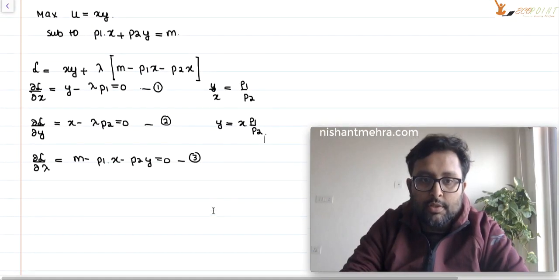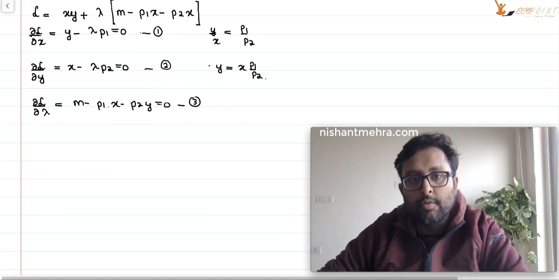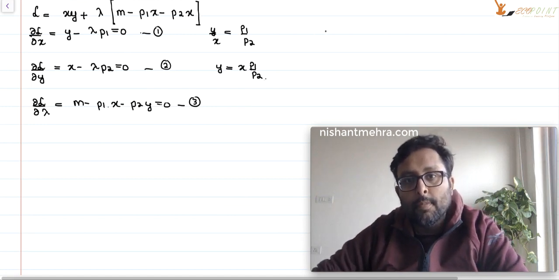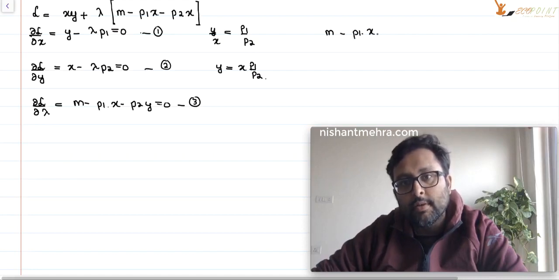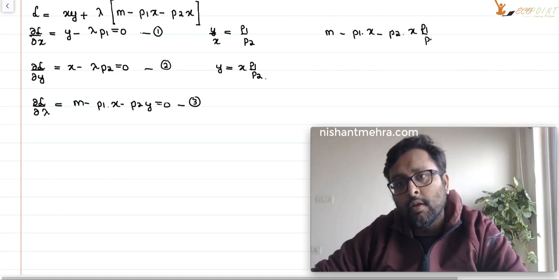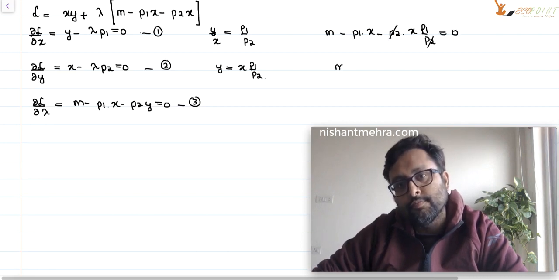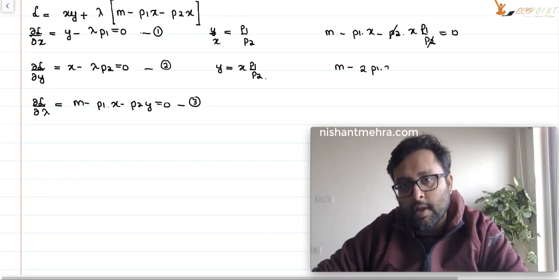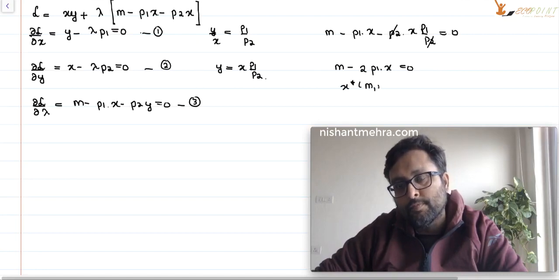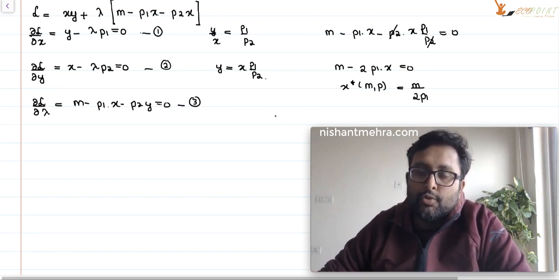And I can substitute this back into the constraint, right? So my constraint is what? M minus P1x minus P2y. In place of y, I can write what? x P1 by P2, which you have just found. So this P2 will get cancelled out. M minus 2P1x equals 0. So this is m by 2p1. So x star is m by 2p1.